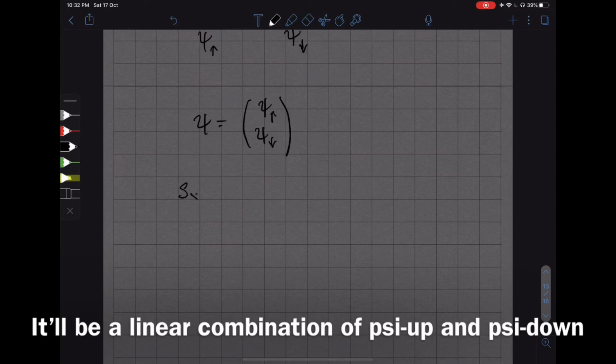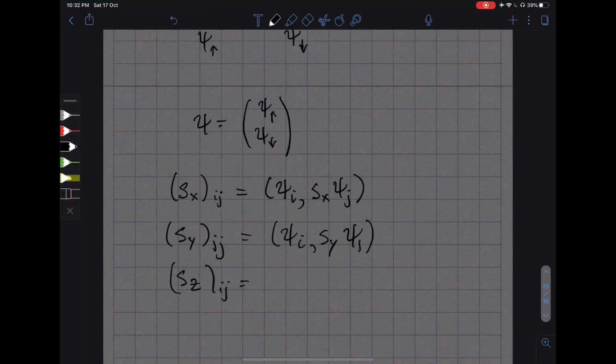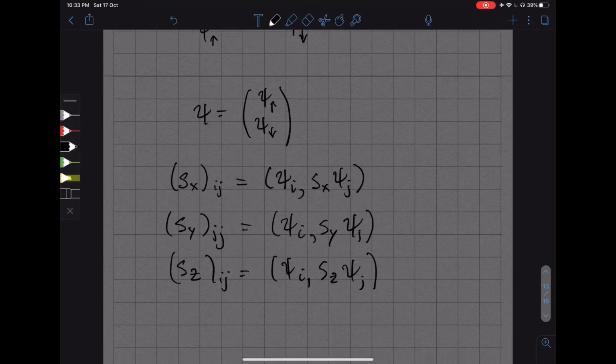So let's see. The Sx operator's ij component will be given by the inner product of psi i with Sx acting on psi j. Similarly, the matrix elements of the Sy operator will be given by psi i, Sy acting on psi j, and similarly Sz ij will be given by this expression. It's easy to derive these.